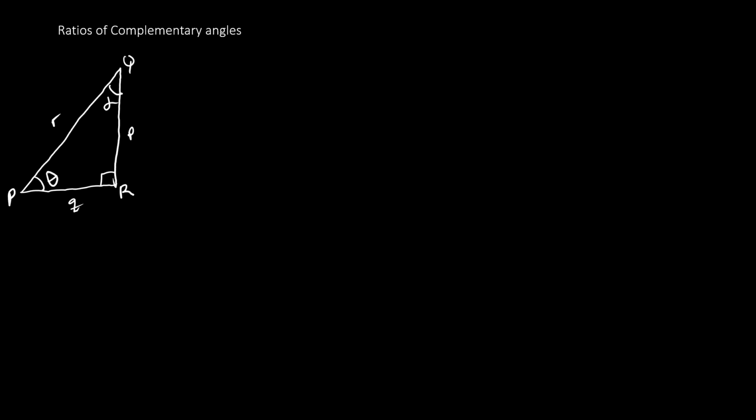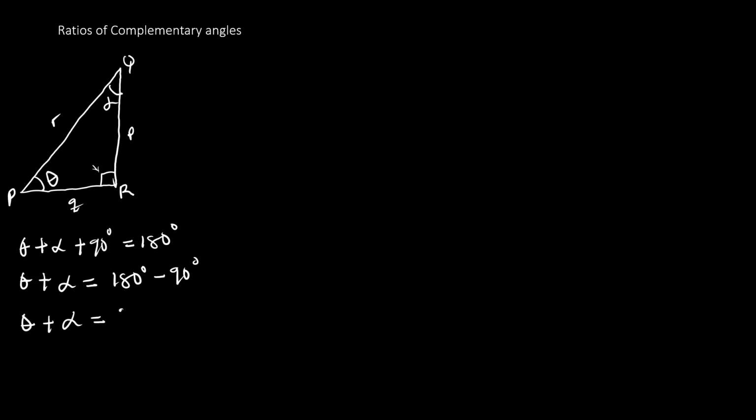Now from this triangle, the sum of angles in a triangle equals 180. So theta plus alpha plus this angle, which is 90 degrees, equals 180 degrees. So we have theta plus alpha equals 180 degrees minus 90 degrees, and this gives theta plus alpha equals 90 degrees. That is 1. And alpha equals 90 degrees minus theta. This is when we have already collected the like terms. Let's take note of this relation: alpha equals 90 minus theta. Now that is the first part.